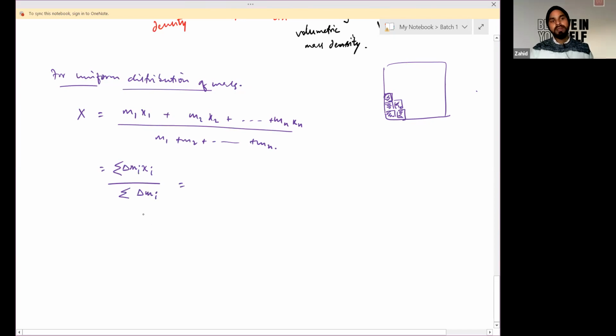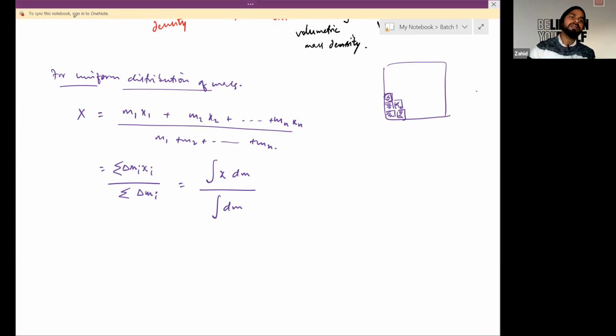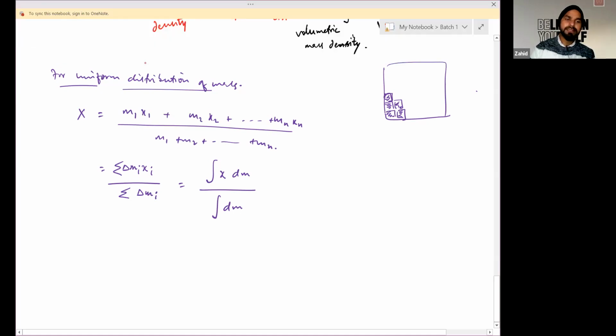Now, since this mass is continuously distributed, this sigma gets transformed to the sign of integration. X delta m will be x dm divided by the integration of dm. Is it clear? So for uniform distribution of mass, we use x equals the integration of x dm divided by the integration of dm. Is it clear?